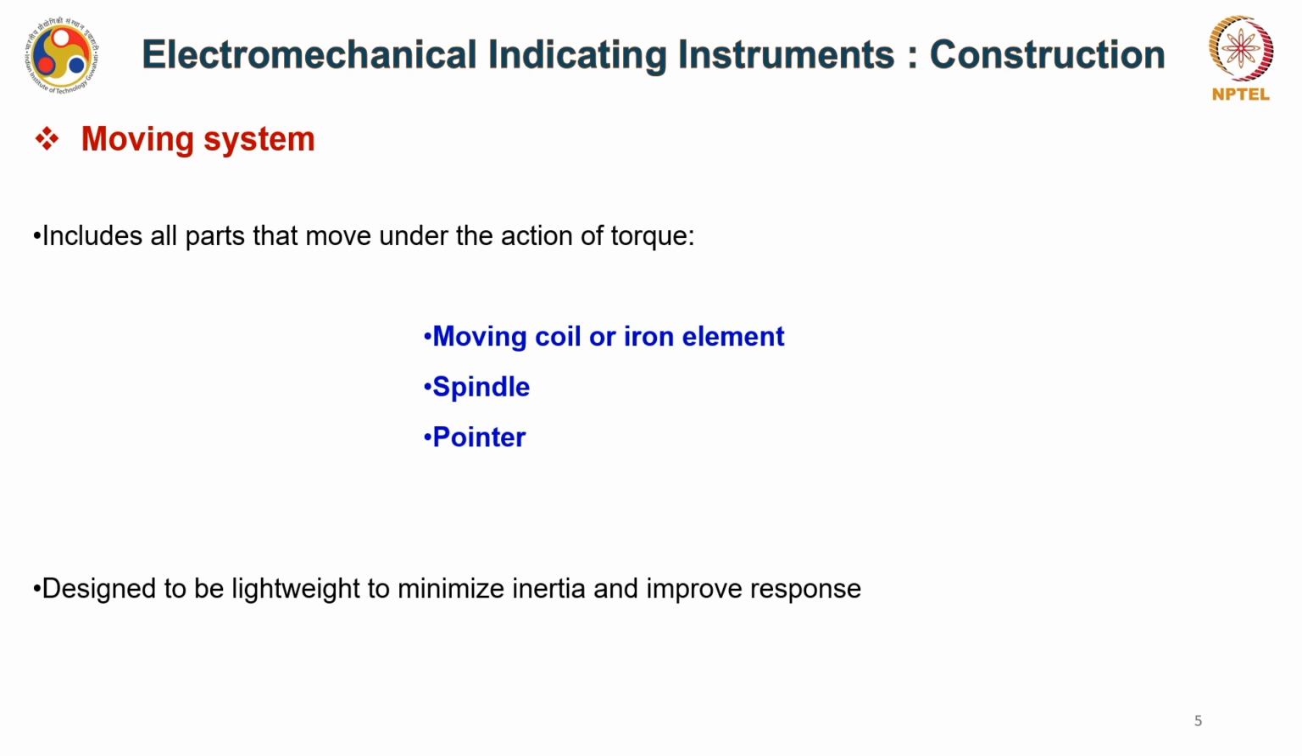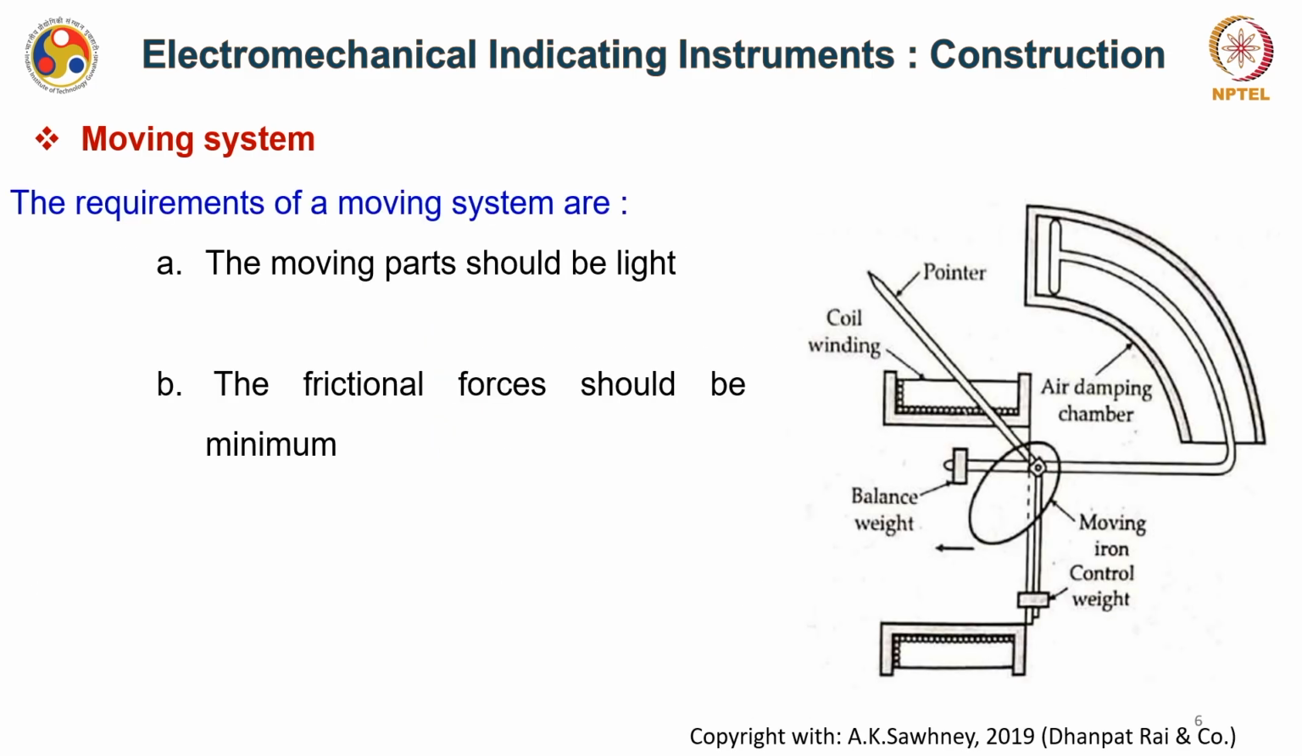Okay. The moving system includes all parts that move under the action of this torque. Okay. This includes, say, the moving coil or the iron piece that we have just seen. Okay. The spindle as well as the pointer. Okay. And they are designed to be lightweight so that the inertia is minimized as well as the response improved. Okay. The improved response is the result of the lightweight of the system. Okay. So, the moving part, as I have mentioned, should be light, and the frictional force should be as low as possible, and ideally it has to be 0.